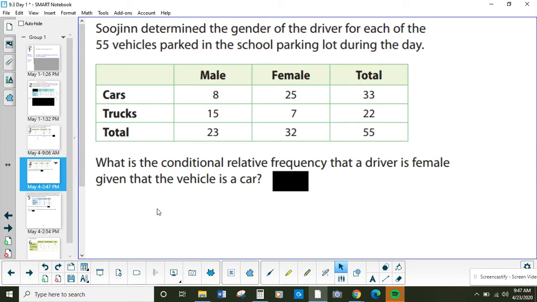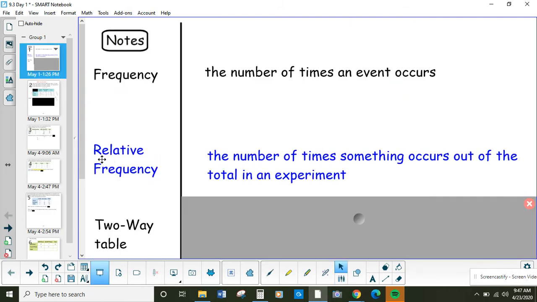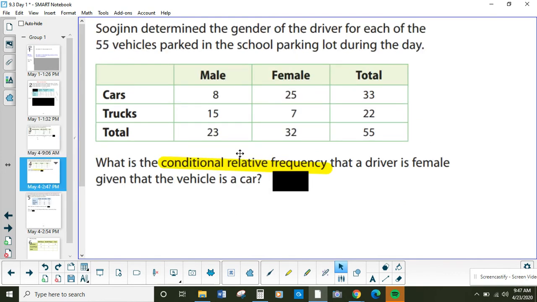So, it looks like they threw another word at us, didn't they? Conditional relative frequency. And that's basically the same thing that we've been doing. The only difference is we're just being a little more specific. Let me just put it that way. Okay, let me explain. So let's go ahead and do this problem. What's the conditional relative frequency?